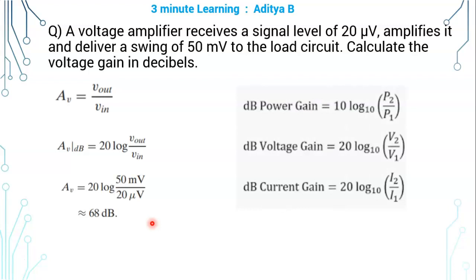For voltage and current gains, the ratio is output voltage by input voltage, output current by input current. Power gain means output power by input power. They all follow the same notion.